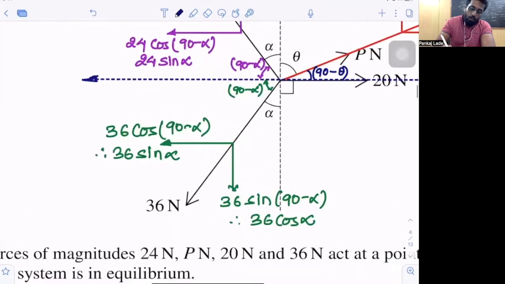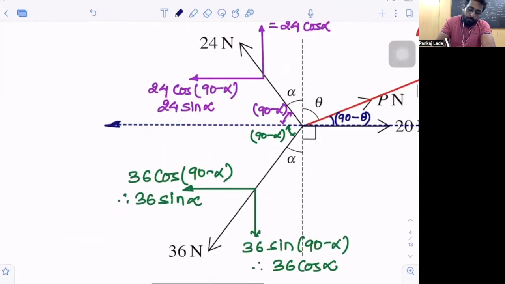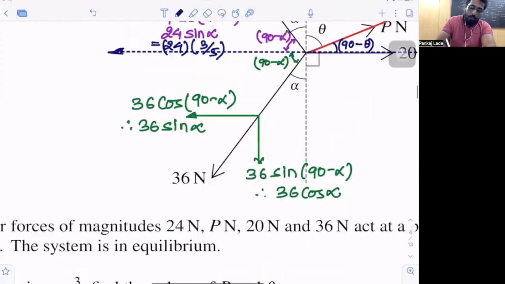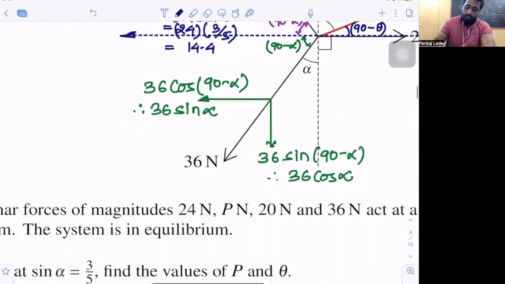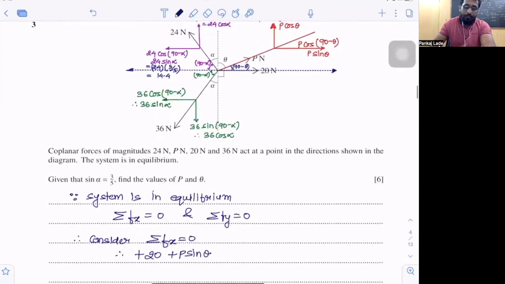So I'll make a note over here. Sine alpha is how much? Sine alpha is, it's given to us 3 upon 5. So that's 24 into 3 upon 5. So I'll quickly write the answer also. It's 24 into 3 divided by 5. So it's 72 upon 5. So decimal is 14.4. So I write the answer as 14.4 newtons. Okay, so that will be easier for me to write over here. So that's P sine theta.